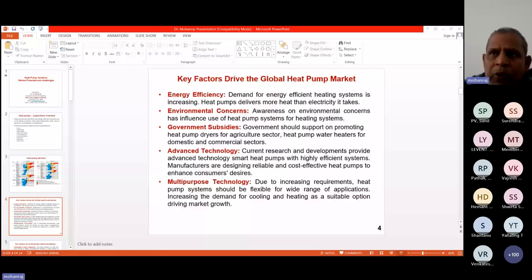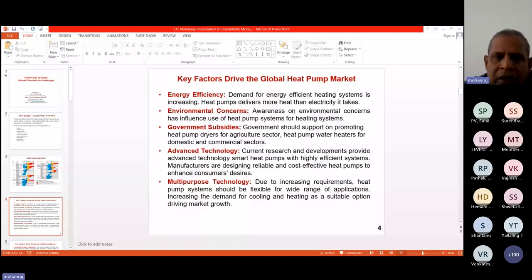If we can promote heat pumps also for many applications, especially drying, water heating, industrial applications, and some desalination applications, the government should give some subsidies to promote this heat pump heating concept. The government should give some encouragement for going for this type of energy efficient technology.